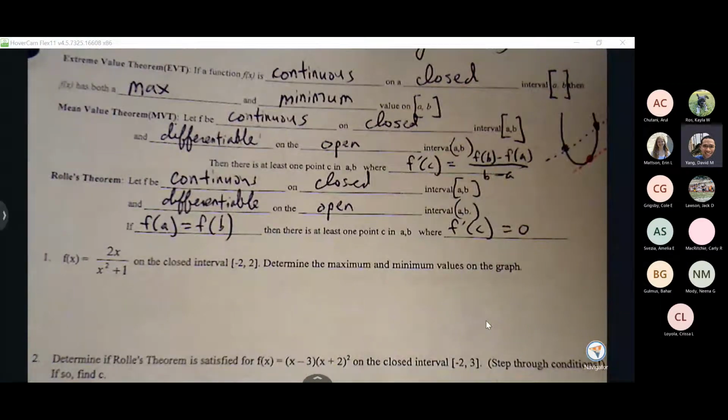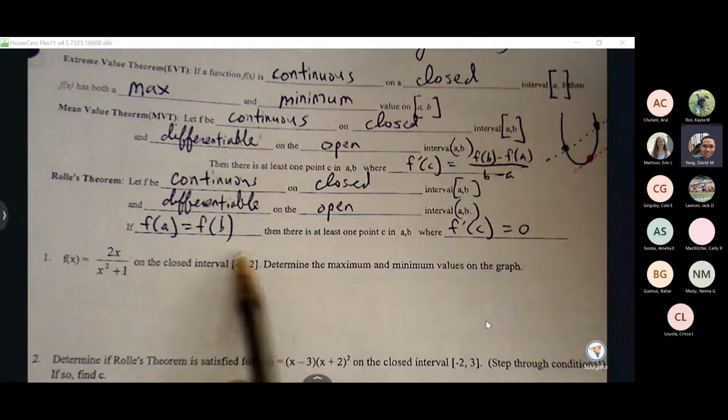Okay, number 1, if the function 2x over x squared plus 1 is on the closed interval from -2 to 2, determine the max and min values on the graph. This is an extreme value theorem. We have the function on the closed interval.